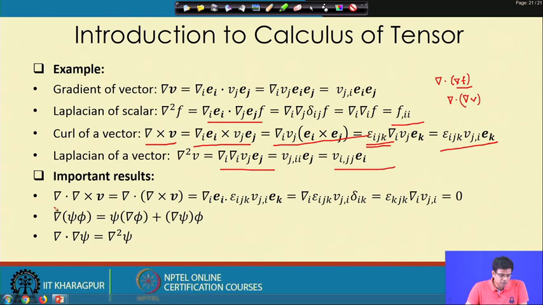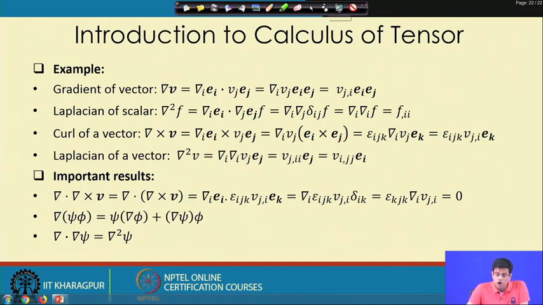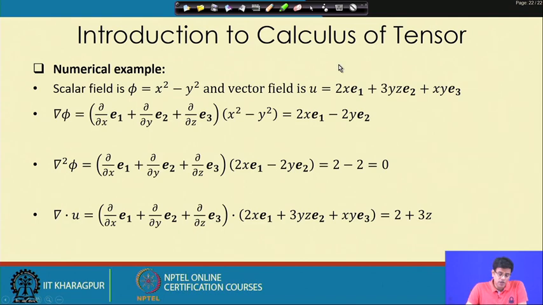Now, there are some important results that we also need to know. So, del dot del cross v is essentially 0, and del of psi phi is phi del psi plus psi del phi. Then del dot del of psi is essentially del square psi, where psi is a scalar function. So, this is essentially the Laplacian. Now, today we will go through an example to see what these quantities look like.